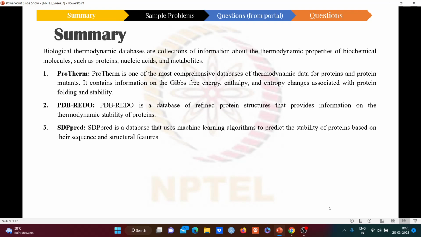This is a computational prediction database where machine learning algorithms are used to predict the stability of proteins based on their sequence and structural features. It can predict the Gibbs free energy changes associated with mutations in proteins and can be used to identify stabilizing mutations. So in general thermodynamic studies, the Gibbs free energy of unfolding or folding that we obtain from chemical denaturation experimental studies is considered as a stability value.